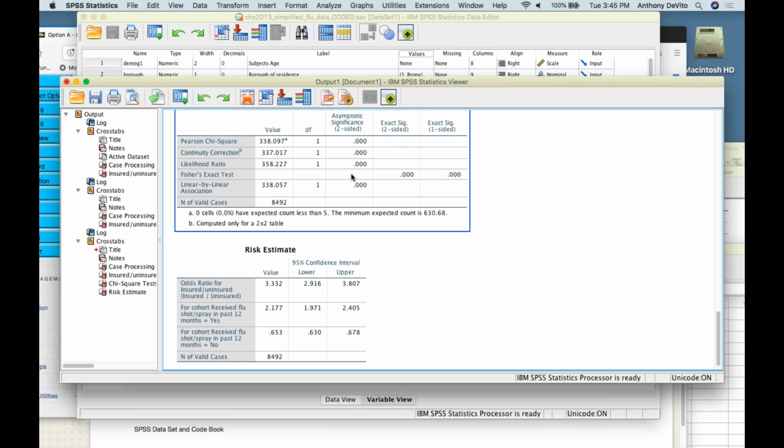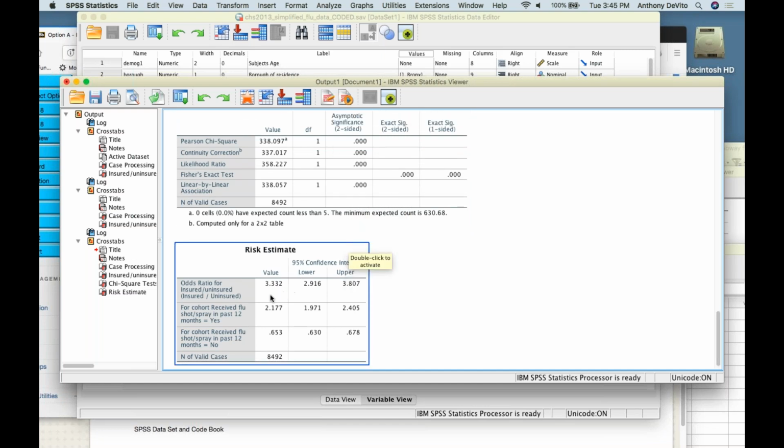So the method is the statistical test that I'm going to use. Right, the method is the statistical test, so I would reject it. What about the risk estimate? The odds ratio and the relative risk is 2.177. What does that say? That says you're twice as likely to get a flu shot if you have insurance, 2.1 times. What are the odds? The odds are 3.3 times as likely of getting a flu shot if you're insured versus if you're not insured. That's the odds ratio.